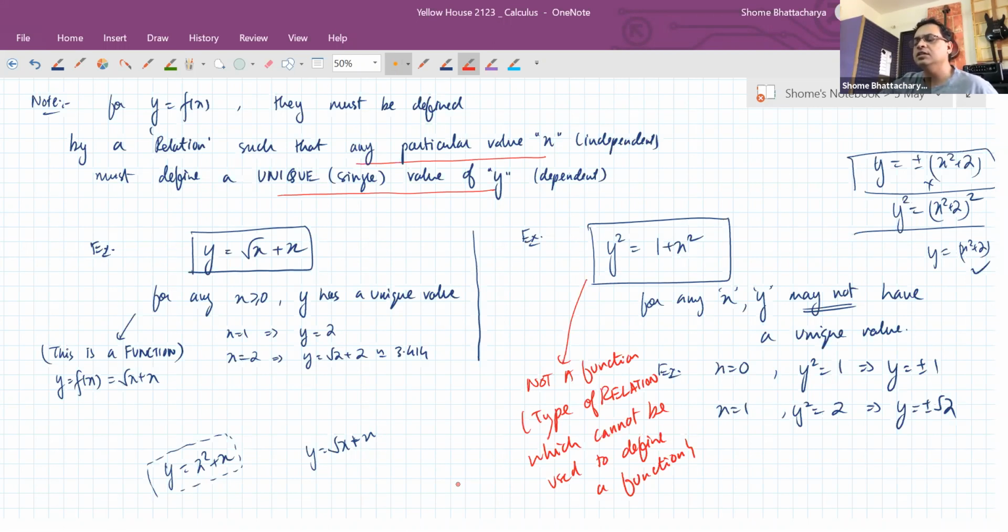But in classical physics, it cannot happen that the temperature of a body has two different values at the same instant of time, or the velocity of the moving object has two different values or three different values at a particular instant of time. That cannot happen. It has to have a unique value. So that is why for functions, which are primarily used in physics to define relationships between physical parameters, it is very important that the function must be a relation that satisfies this property.